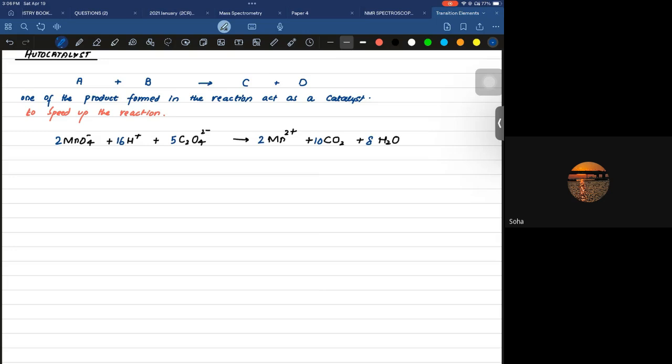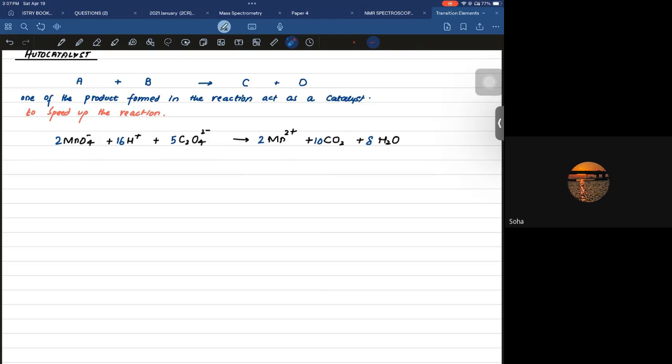This reaction is very slow at room temperature. You know why? Because both are going to have a negative charge, of course, so there is repulsion. And of course, to start this reaction, the activation energy is very high. Once the Mn2 plus is formed, the Mn2 plus acts as a catalyst and automatically the speed of the reaction increases. In this way, autocatalysis works.